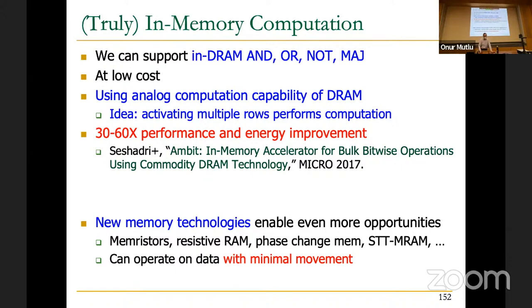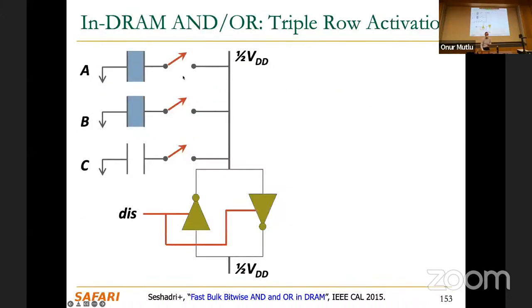But basically, emerging memory technologies also operate based on similar principles, meaning you can take advantage of the operational principles of emerging memory technologies to do computation and data movement. But let's look at how we do this in DRAM.